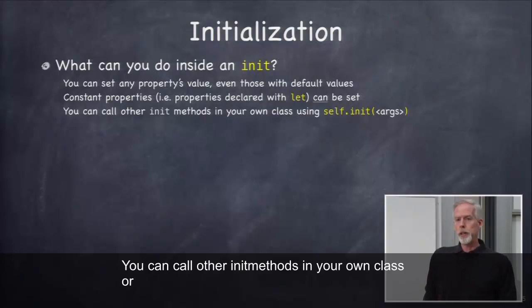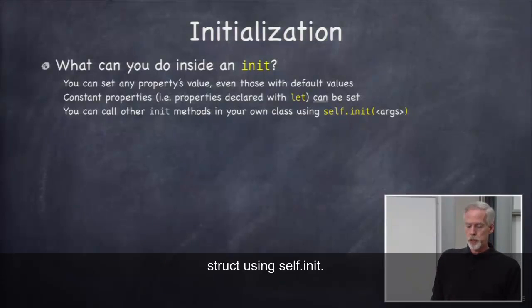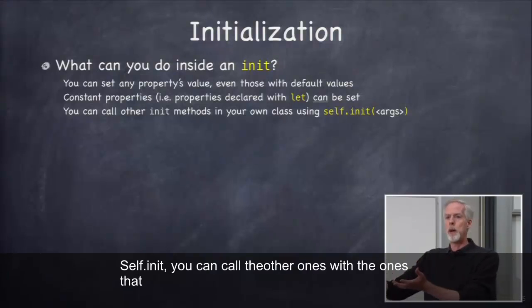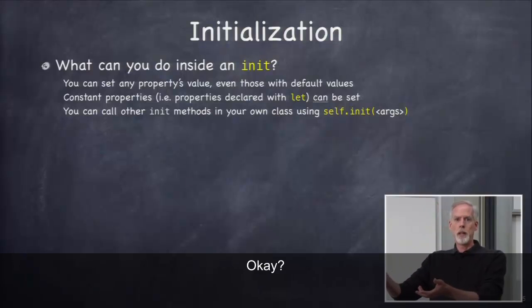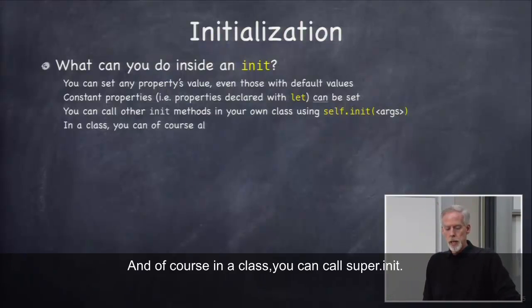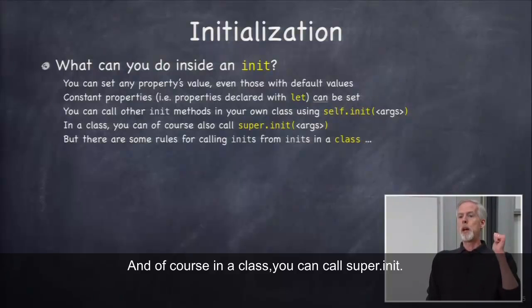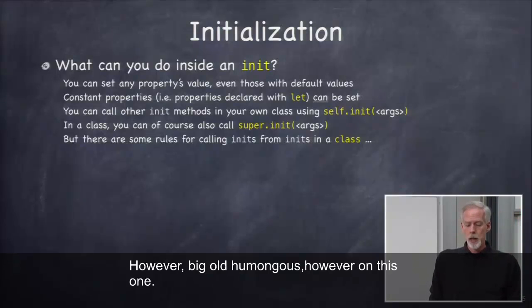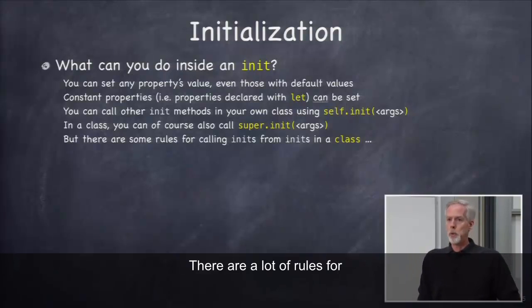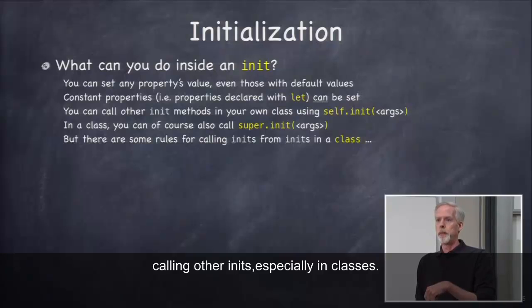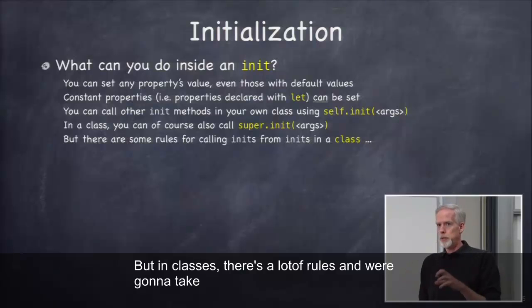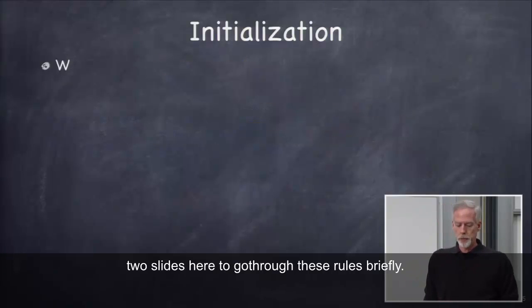You can call other init methods in your own class or struct using self.init. You can call the other ones with different arguments. So that sounds good. And of course, in a class, you can call super.init. Call your superclass's initializers with their arguments, whatever they might be. However, big old humongous however on this one, there are a lot of rules for calling other inits, especially in classes. In structs, it's not a big deal, but in classes, there's a lot of rules, and we're going to take 2 slides here to go through these rules briefly.